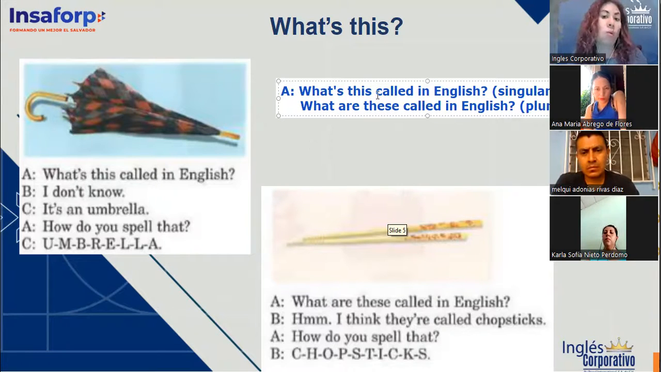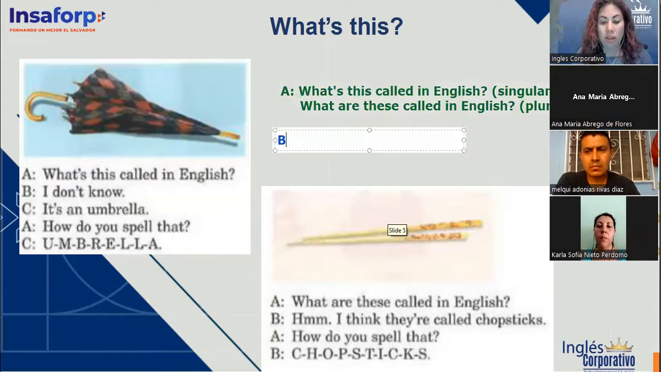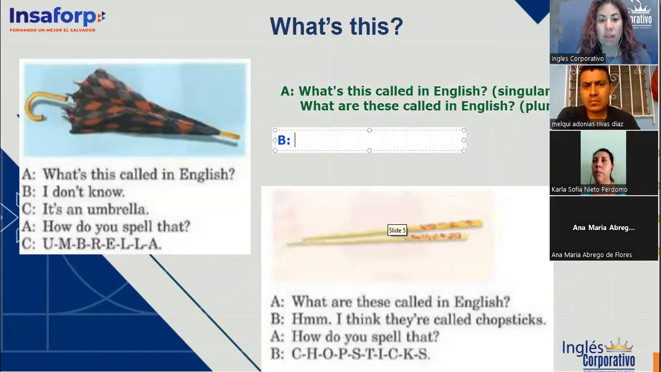So you're going to say, what's this called in English? For example, let's say I can say, what's this called in English? Cell phone. It's a cell phone. You're going to answer, it's a cell phone.